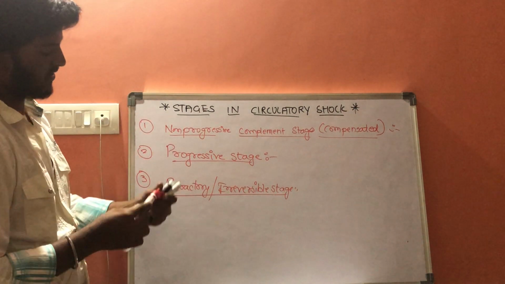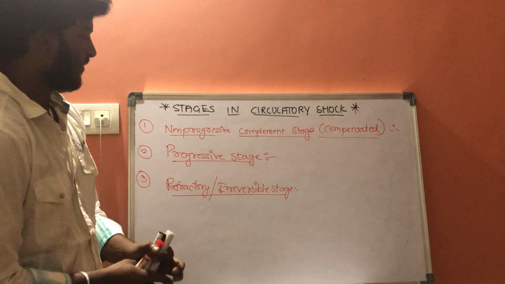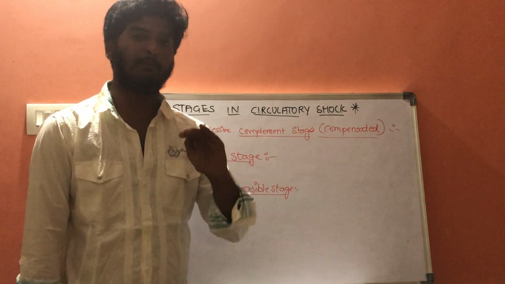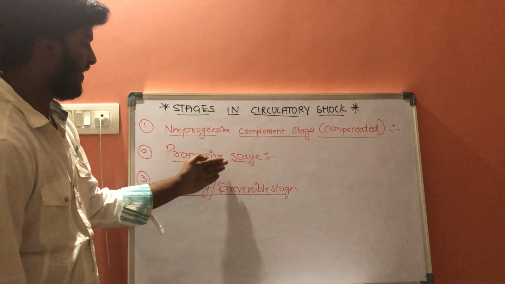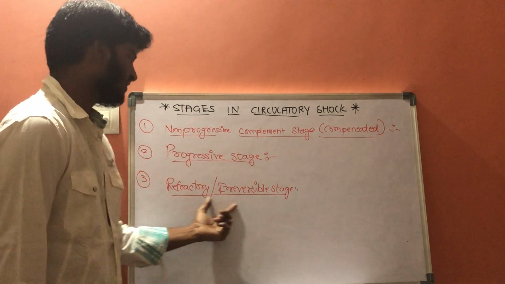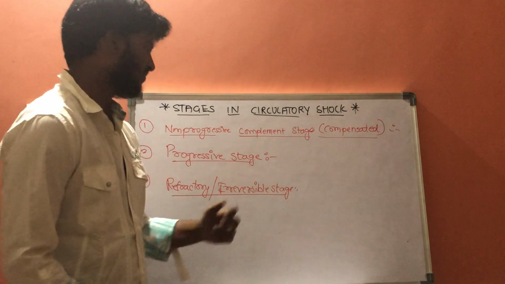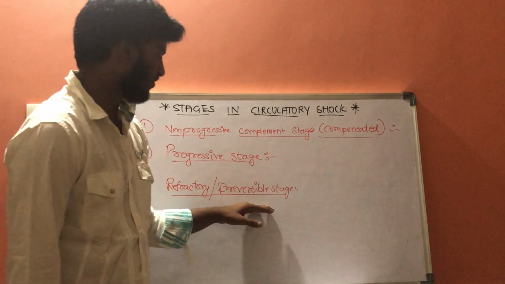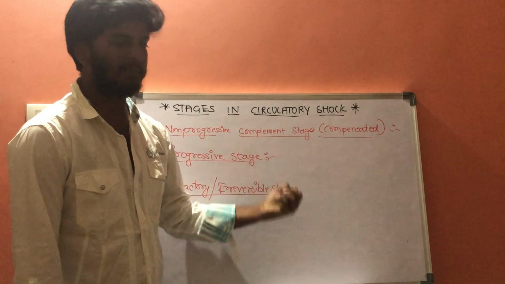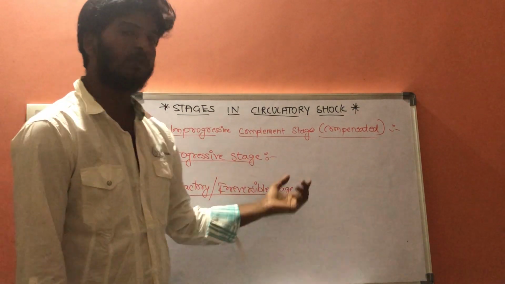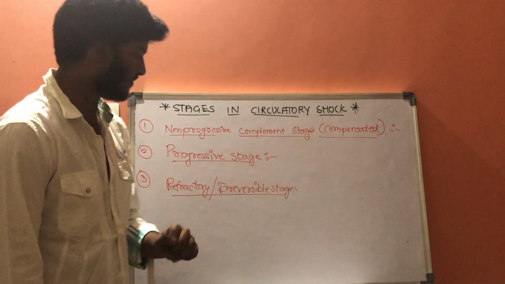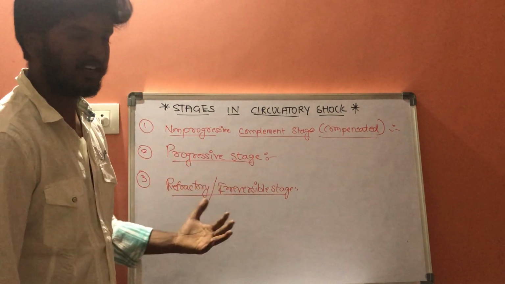Refractory stage or irreversible stage. Whenever, in the second stage, we know that all the compensatory mechanisms fail to work, it results in the third stage, that is the irreversible stage. Whenever a person enters the irreversible stage, all the cells will be damaged. That is, enzymatic digestion will take place because of the activation of lysosomes. We will discuss this in detail.